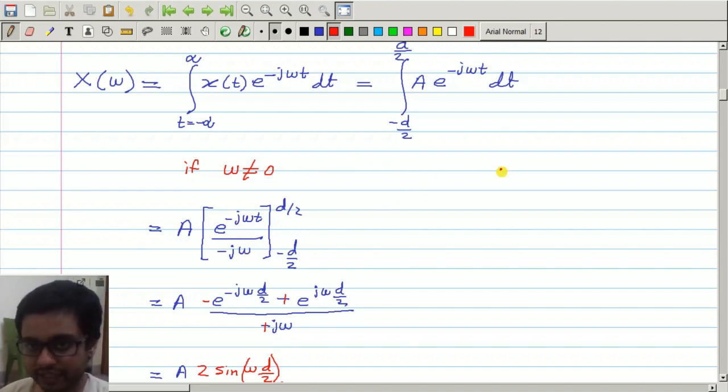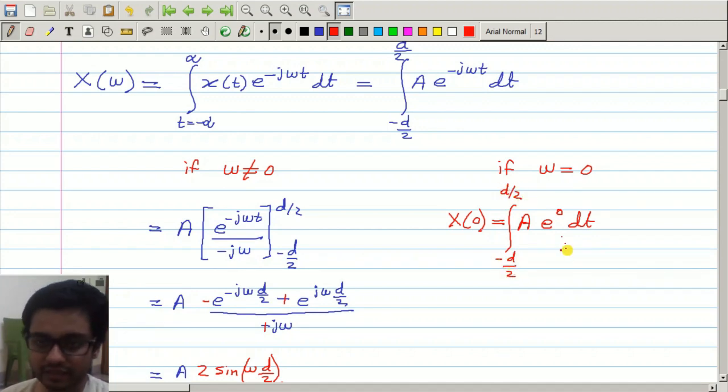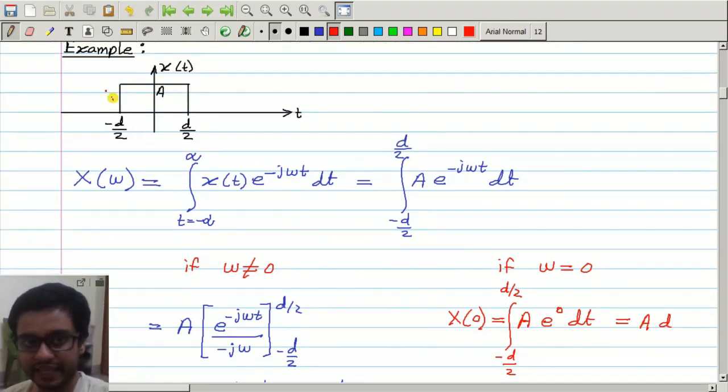But if omega is 0, we can calculate x omega even more easily. So x0 in that case will be equal to a e to the power 0 dt integrated from minus d by 2 to plus d by 2. And e to the power 0 is 1, so you will get a constant, and this will become d. Basically, this is nothing but the area under this curve, which is the same as the height multiplied with the width d, AD here.